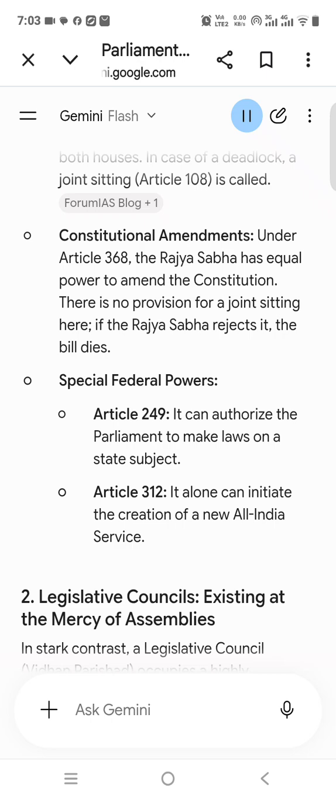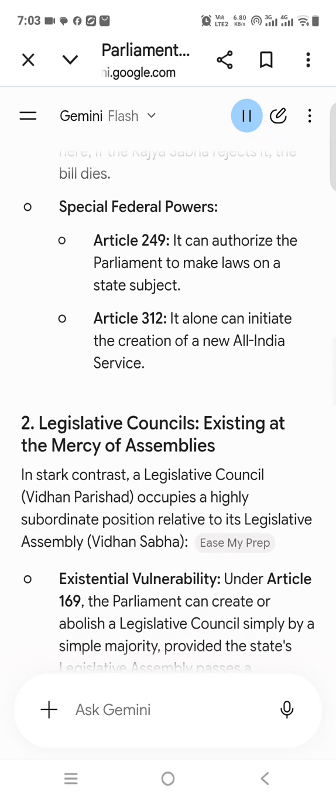2. Legislative councils, existing at the mercy of assemblies. In stark contrast, a legislative council, Vidhan Parishad, occupies a highly subordinate position relative to its legislative assembly, Vidhan Sabha. Existential vulnerability. Under Article 169, the Parliament can create or abolish a legislative council simply by a simple majority, provided the state's legislative assembly passes a resolution by a special majority. Its very survival depends on the lower house.